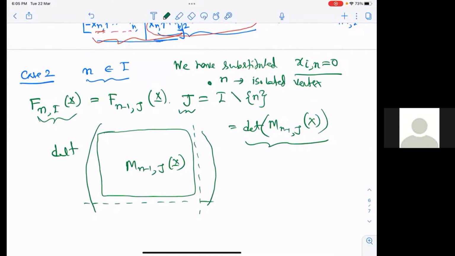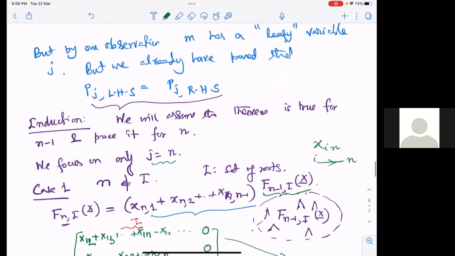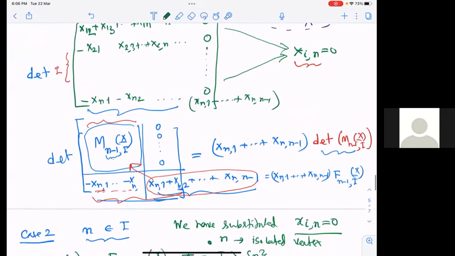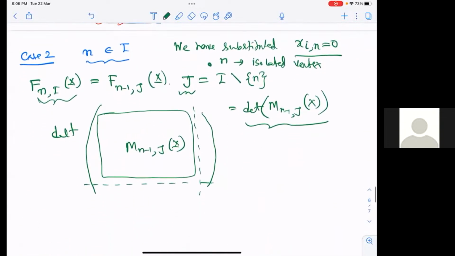That's it. That's the proof. So we have proved that P_j LHS is equal to P_j RHS. It's a little tricky, but it's almost self-contained. There are some proofs of this theorem that use a little more linear algebra, but here we almost avoided any amount of linear algebra except the determinant computation.